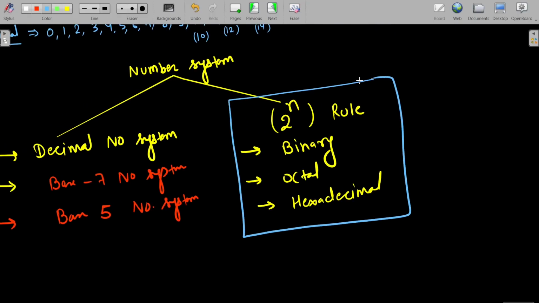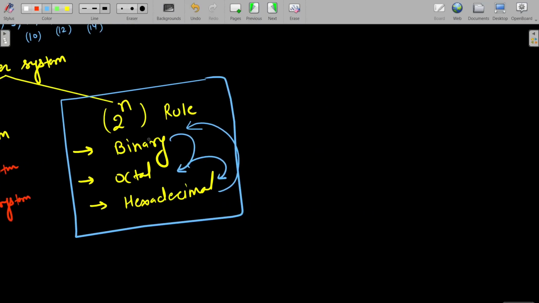If you want to convert any number from binary to octal, or octal to hexadecimal, or hexadecimal to binary, it means converting from one number system to another from the same group, following the 2 raised to power n rule. The rule is very, very simple. Suppose I have the binary number 0 1 1 0 1 1 0 1 1 1 1 0. Since this is written in binary, I should write it as base 2. Suppose I want to write it in base 8, in the octal number system.